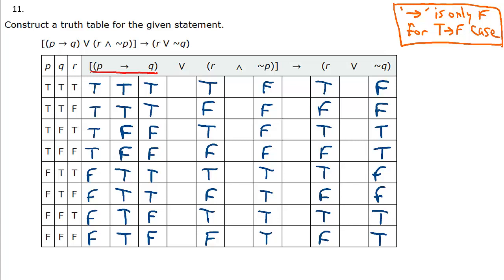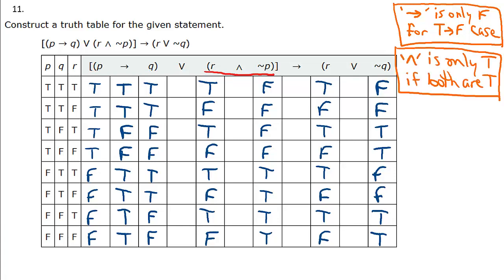Now you can't do that OR column until you get what's on the other side of the OR, so we have to move over and do this AND. Now remember, the shortcut memory aid for AND is only true if they're both true. If you look, 1, 2, 3, 4, the 5th row is both trues, and the 7th row is both trues. The rest of them are going to be falses.